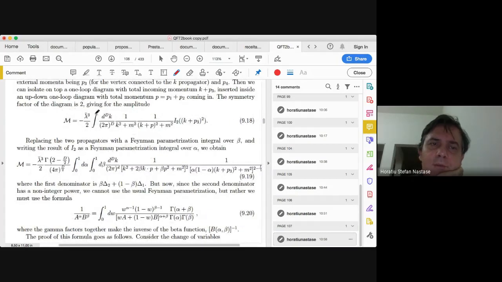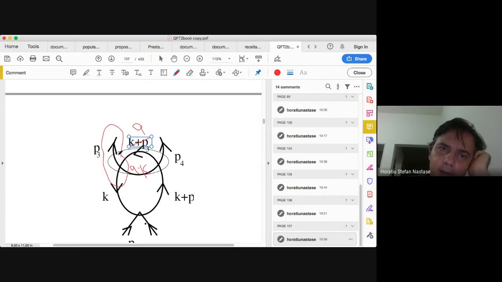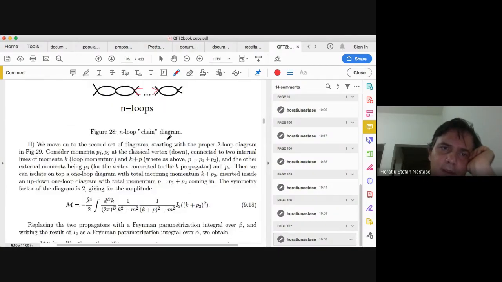But this I2, and of course, the vertex is minus lambda tilde, so that means that's minus lambda tilde cubed. And there's a symmetry factor of 2 because I can just flip this side with this side. And so I get 1 over 2. So that's the result of the Feynman diagram.